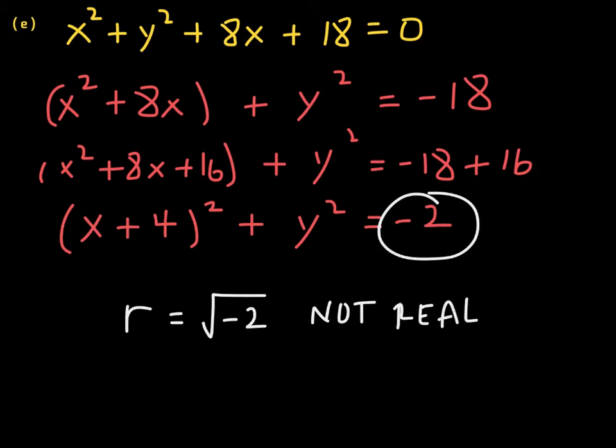And because that's the case, then this equation here, x squared plus y squared plus 8x plus 18 is equal to 0, does not give you a circle, because it is impossible for the radius to be a distance that is not a real number distance at all. This equation does not produce the graph of a circle at all. It's actually called a degenerate case.